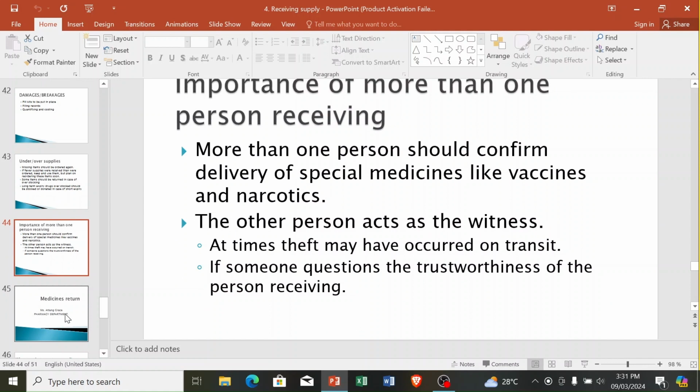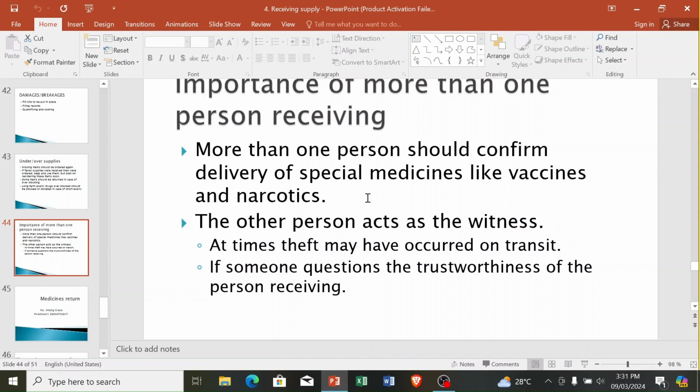So what is the importance of having more than one person receive medicine? More than one person should confirm delivery of special medicines like vaccines and narcotics. The other person acts as the witness. At times, theft may have occurred on transit. If someone questions the trustworthiness of the person receiving, there is need for us to have a witness. At least there will be somebody to tell us the truth that yeah, we got this and that was the number.